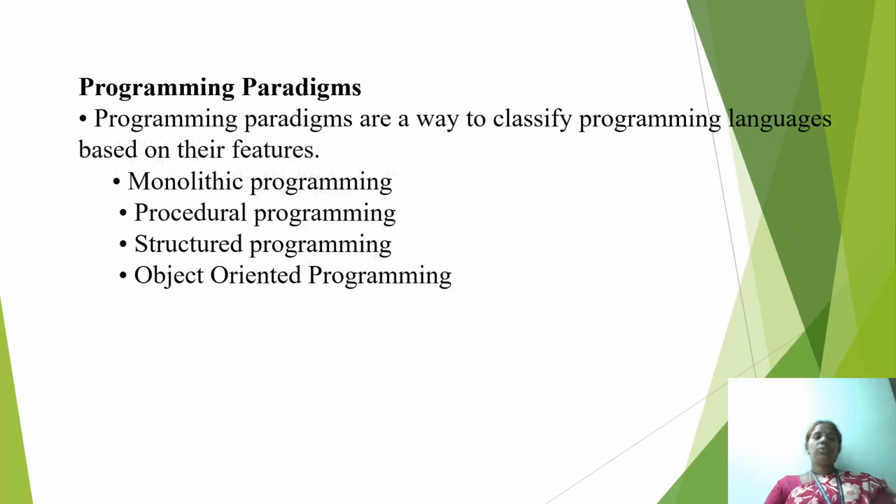Now we are going to see about the programming paradigm. Programming paradigms are a way to classify the programming language based on their features. So here four ways we have to categorize. First one, monolithic programming. Second one, procedural programming. Third one, structured programming. And fourth one, object-oriented.